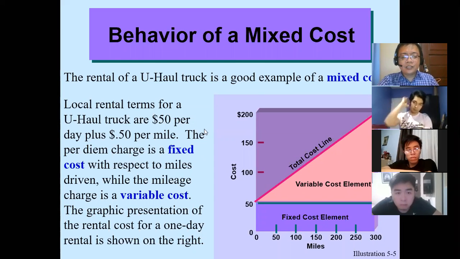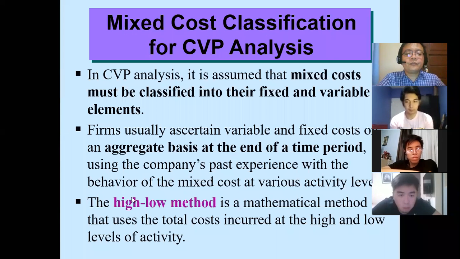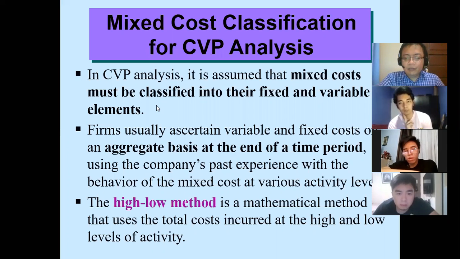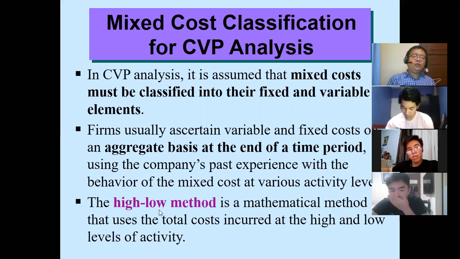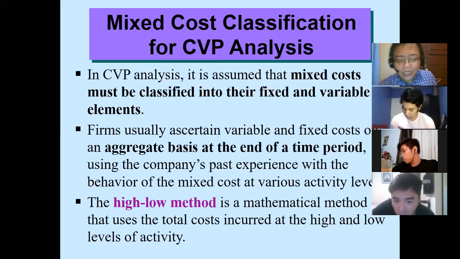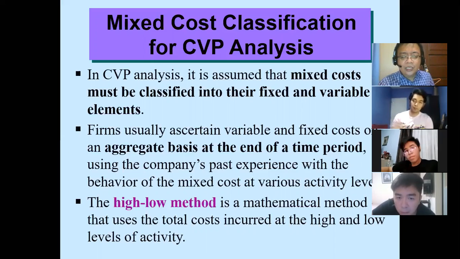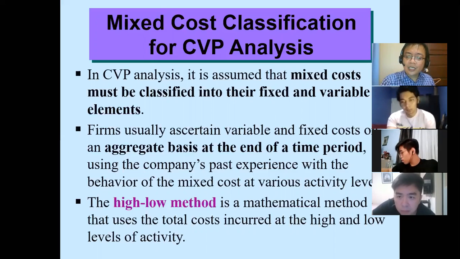That's why you have a fixed and variable cost. That's why it is very important in the CVP analysis to classify them into fixed and variable. You need to separate the fixed and the variable cost component. What is the most popular method? The high-low method. No worries, when you are in managerial accounting, there are a lot of mathematical methods. You have the scatter graph, you have least squares regression, which are also discussed in your managerial accounting.